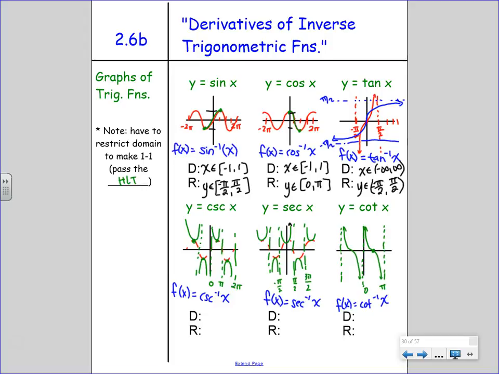Brackets mean including, parentheses mean excluding. And I'm just going to use that to fill in down here. Let me go ahead and zoom in on the bottom. This is getting a little rough, I know.